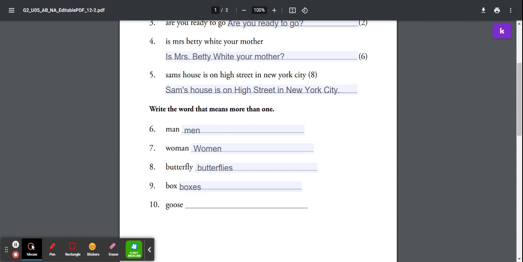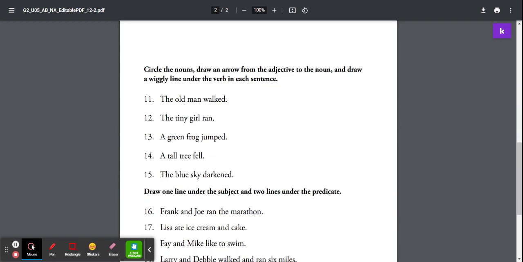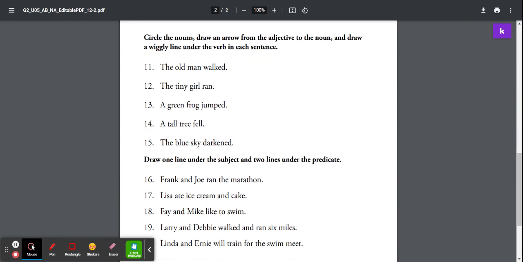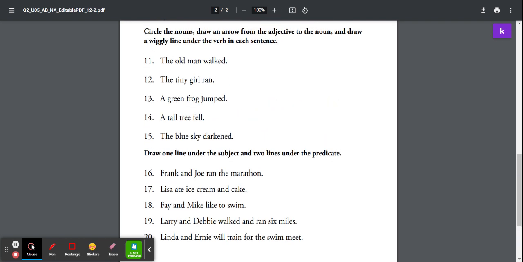Goose is an irregular plural noun. It changes to the irregular plural noun geese. Geese. Right now I'm going to the back page. I am going to circle the nouns, draw an arrow from the adjective to the noun, and draw a wiggle line under the verb in each sentence.